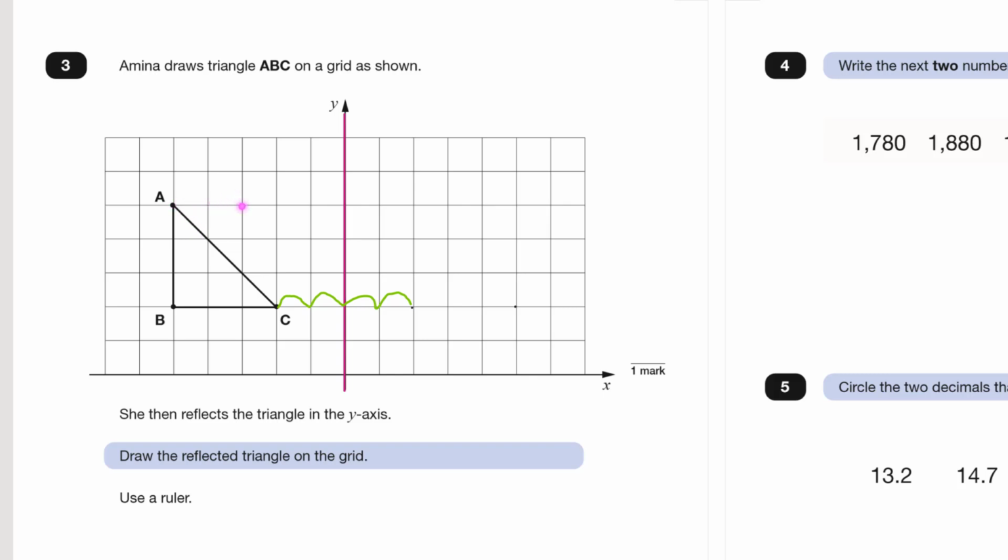Because it's parallel with B. AB is parallel to the y-axis. 1, 2, 3, 4, 5. 1, 2, 3, 4, 5. So I'm just going to put a little mark there. My marks might not be very clear on the computer screen, but there are marks there, there and there. And then you're just going to use a ruler to join them up.